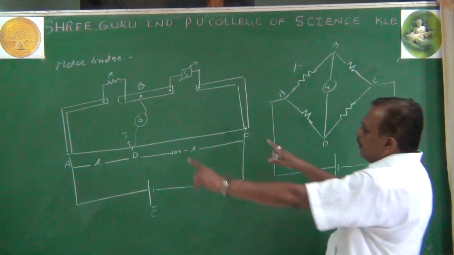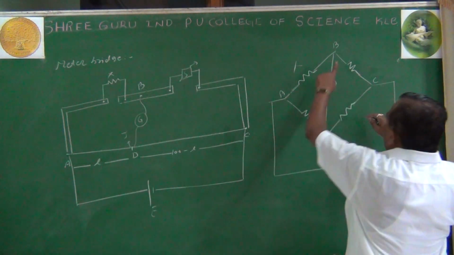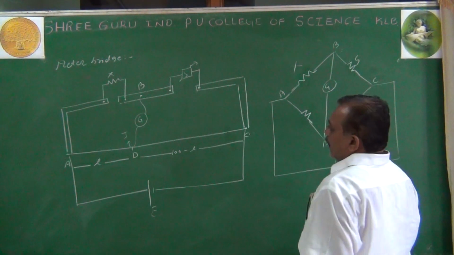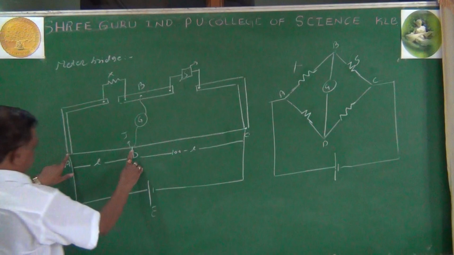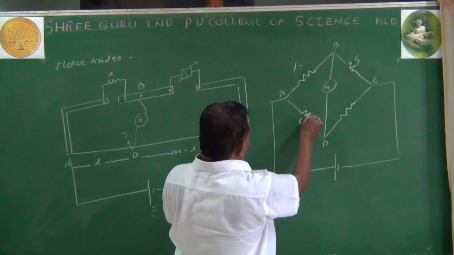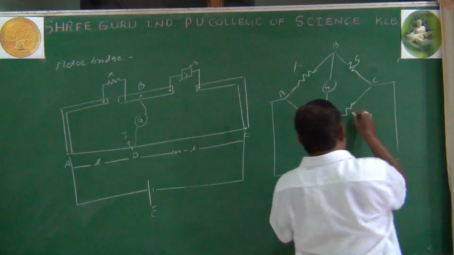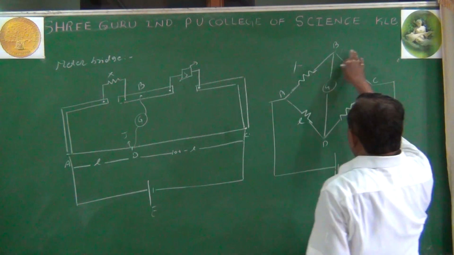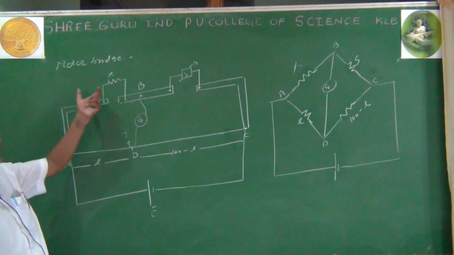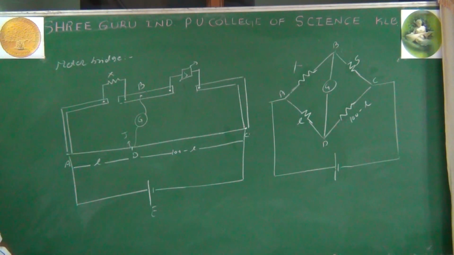In between B and C, what is the existence here? In between A and D, what is that? L. In between D and C, what is that? 100 minus L. Don't write PQRS here. Whatever terms we have in the meter bridge should be substituted in our circuit of the Wheatstone network.